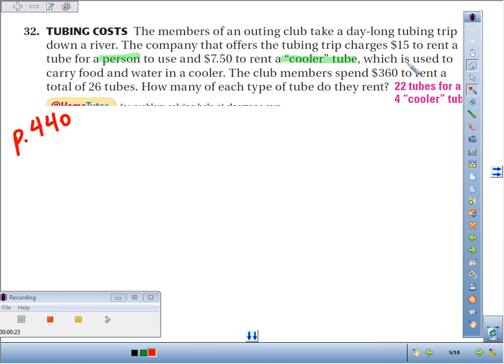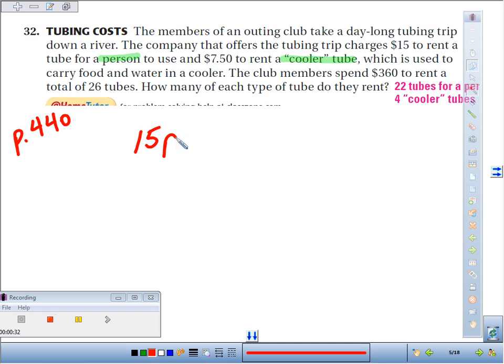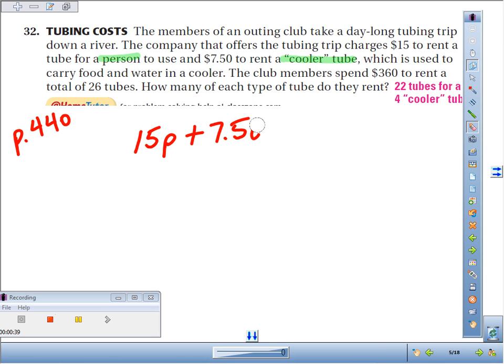Okay, so now we have to find out what's going on here. It's $15 for a person tube. So to figure out how much we spend on person tubes, we'd have to take 15 times however many person tubes we buy. And then we'd have to add the cost of $7.50 times the number of cooler tubes I get. That's going to be the total amount I spend. And they tell us we spend $360.